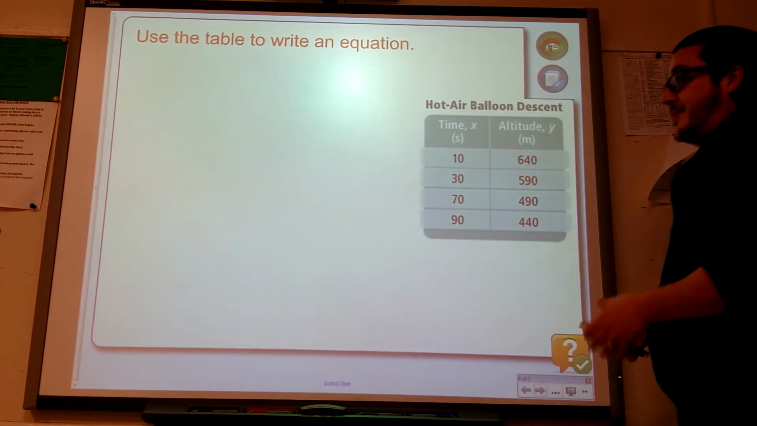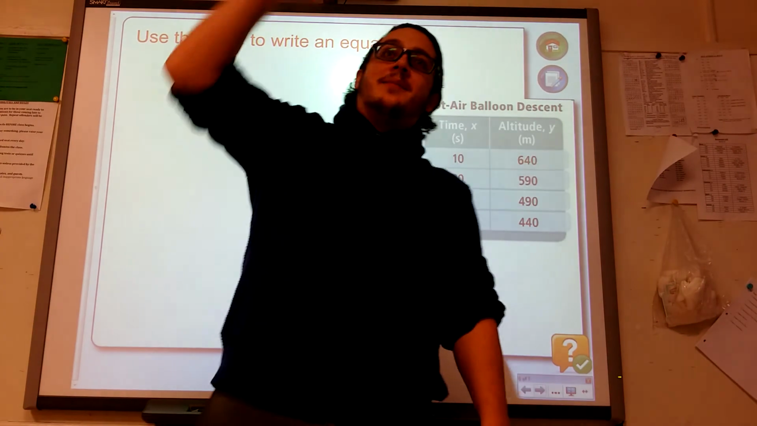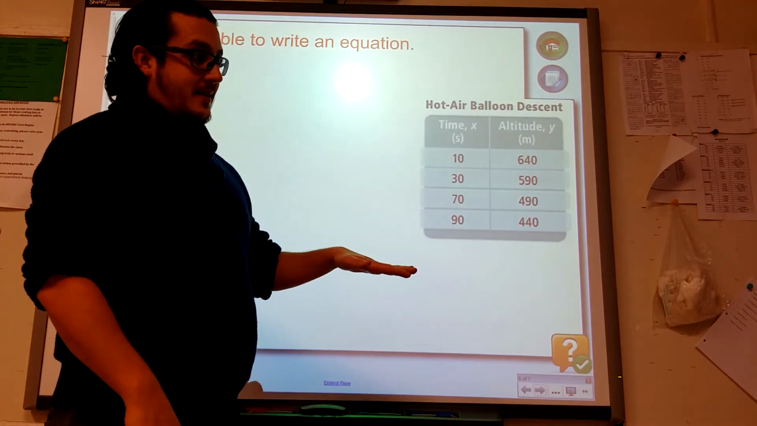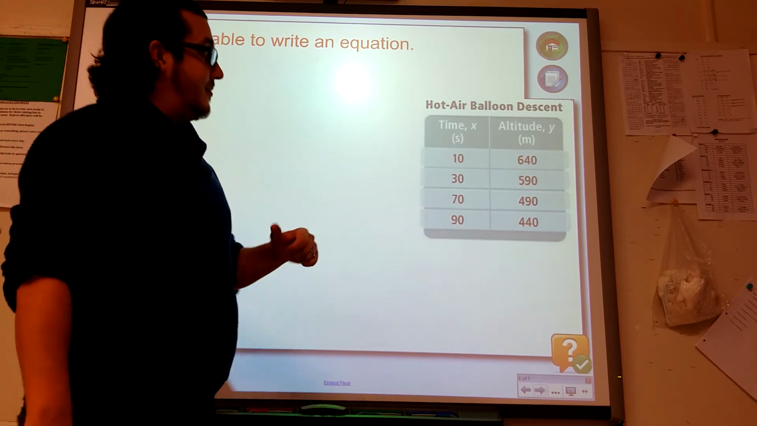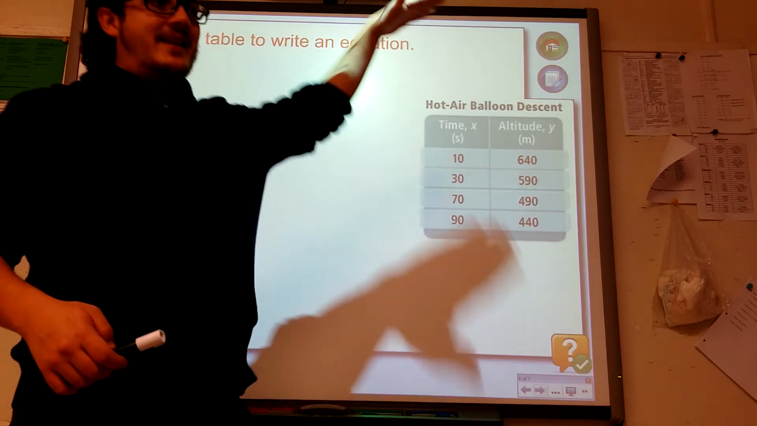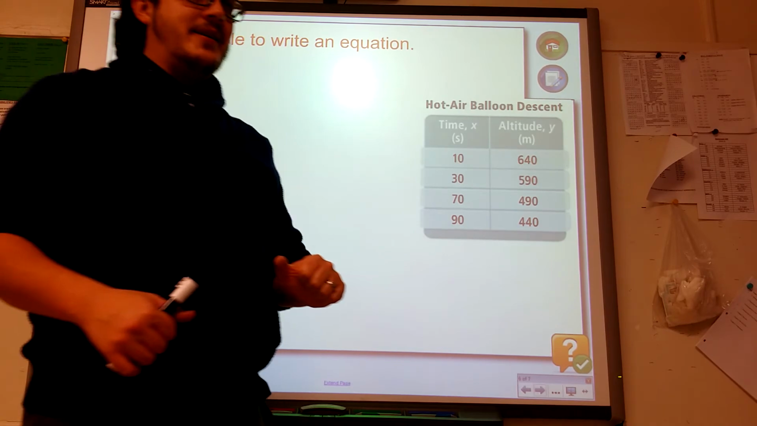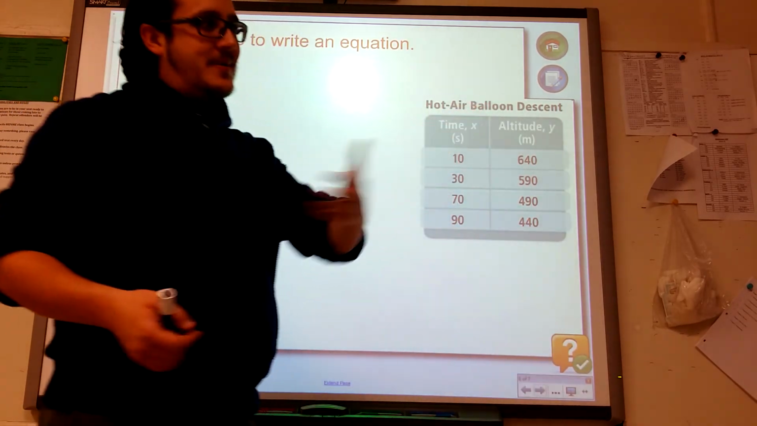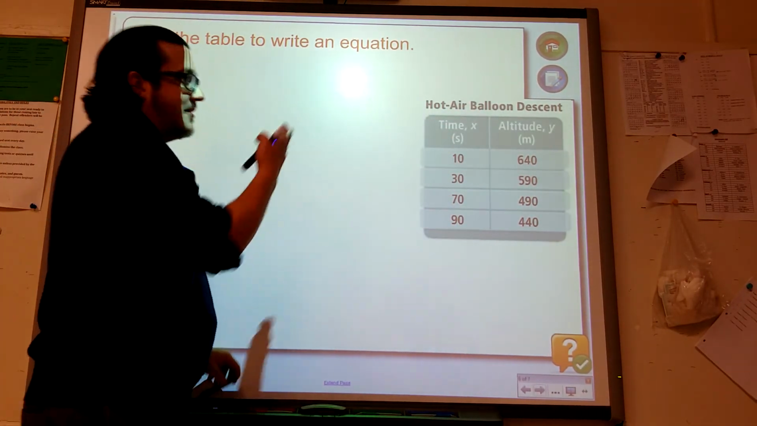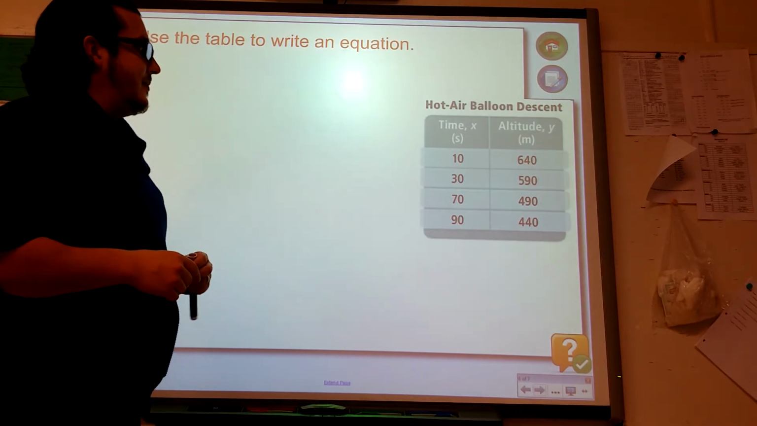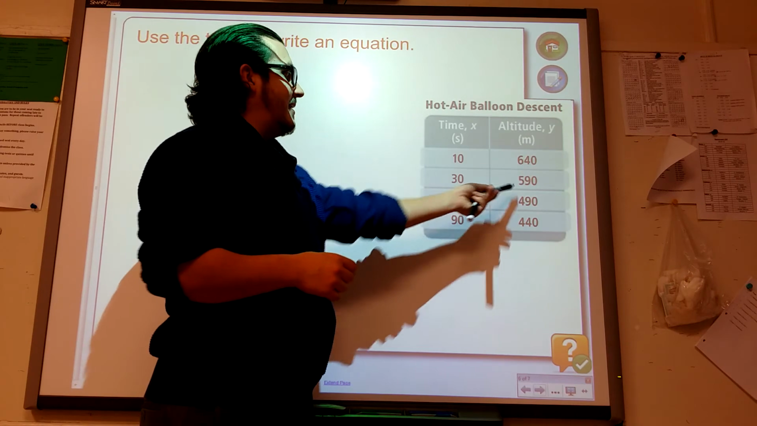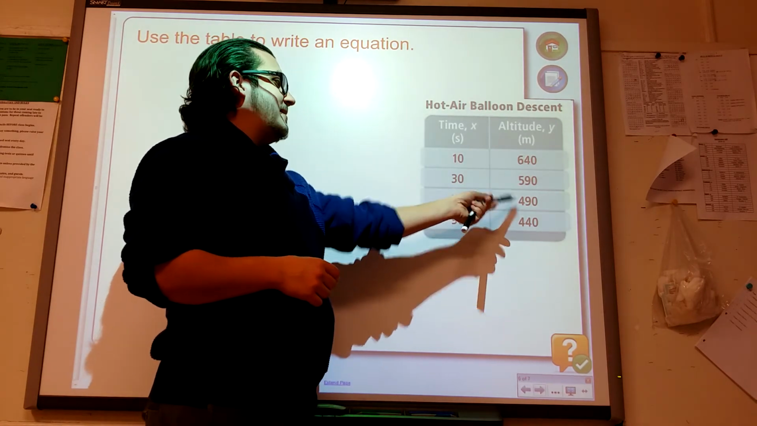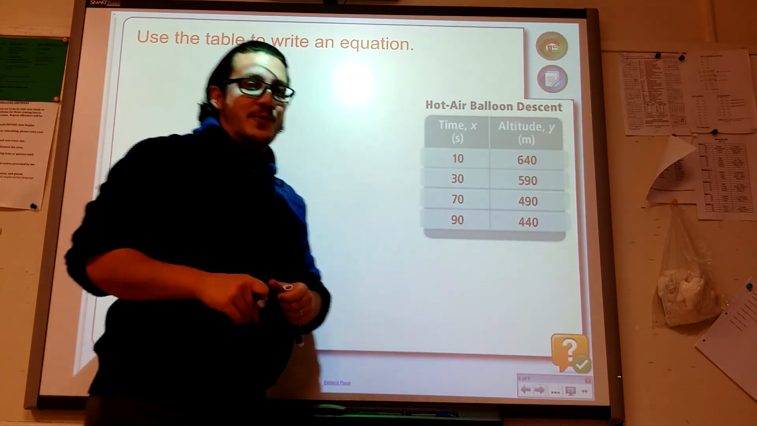And now we're going to use the table. So now we're bumping it up. We got a table. This has to do with a hot air balloon that's descending. A linear descent, luckily enough, right? Because we're talking about linear lines, so of course I'm not going to throw some crazy other equation at you. So we got a linear descent. At 10 seconds, it's got an altitude of 640 meters. At 30 seconds, it's down to 590. At 70 seconds, we're down to 490. At 90 seconds, down to 440.